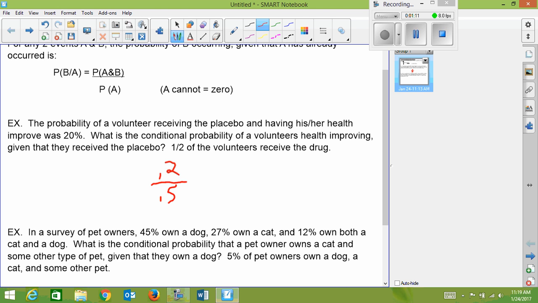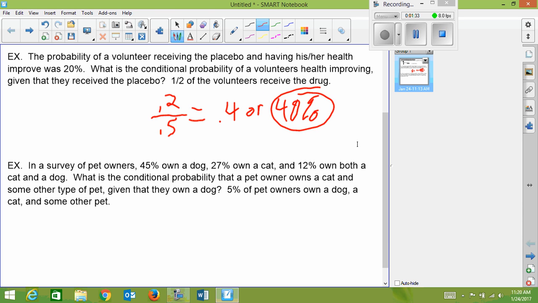So 0.2 divided by 0.5 is 0.4, or 40%. So there's a 40% chance of a volunteer's health improving after receiving the placebo.